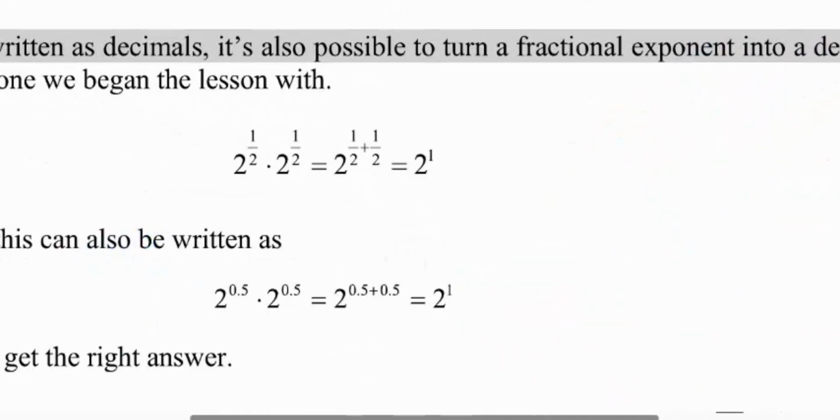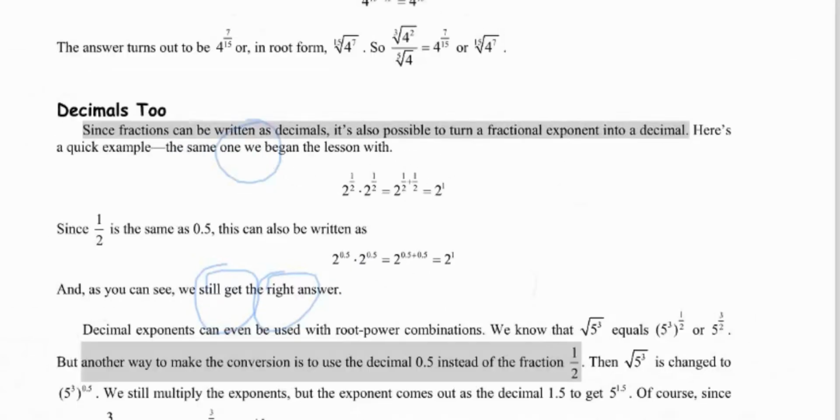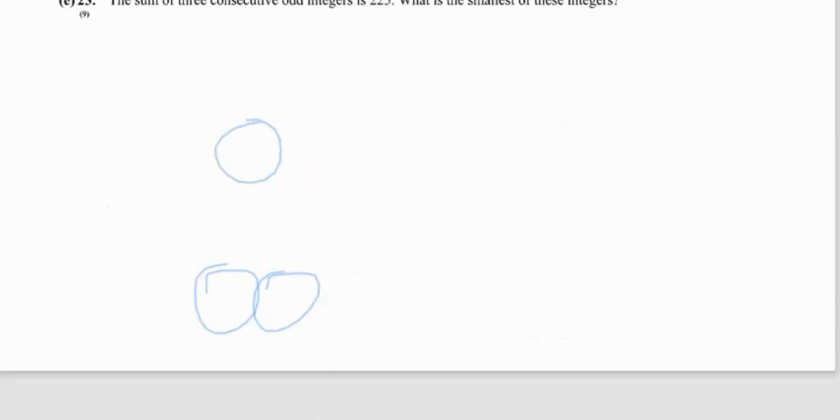All right, so just like we can do fractions here, we can also use decimals. 1/2 is the same as 0.5. So you can just do the same math, but with the decimals instead of the fractions. All right, and that's it for chapter 5.